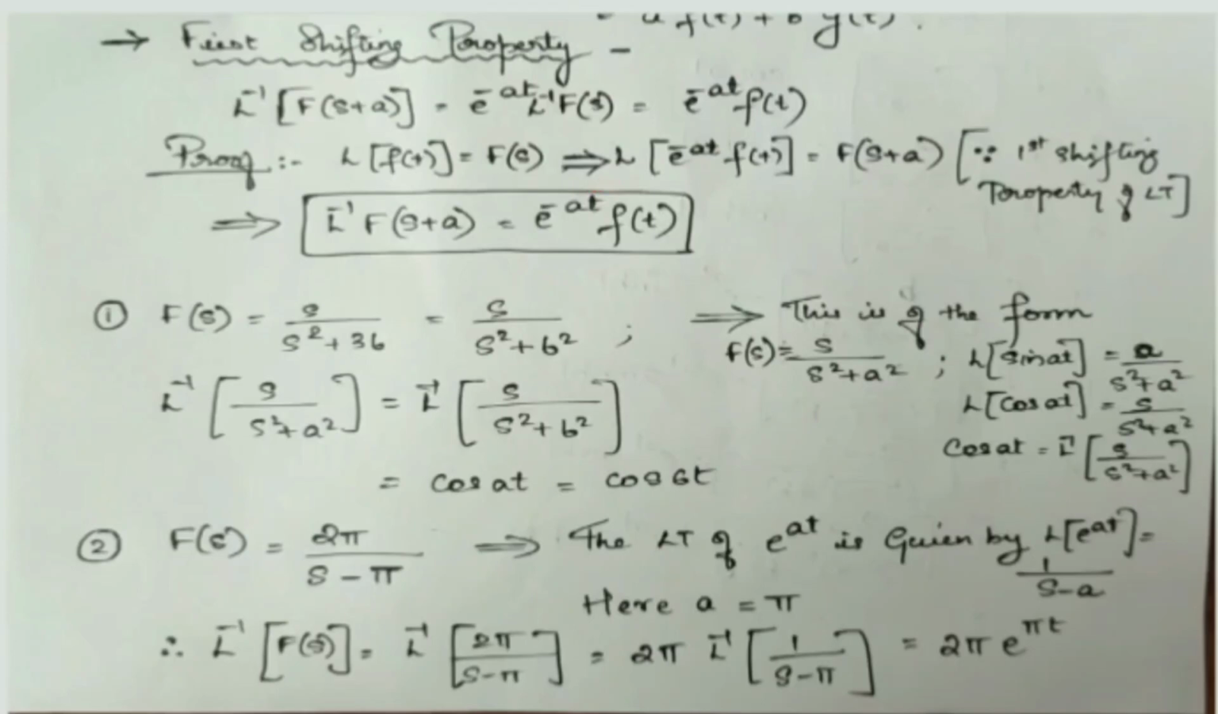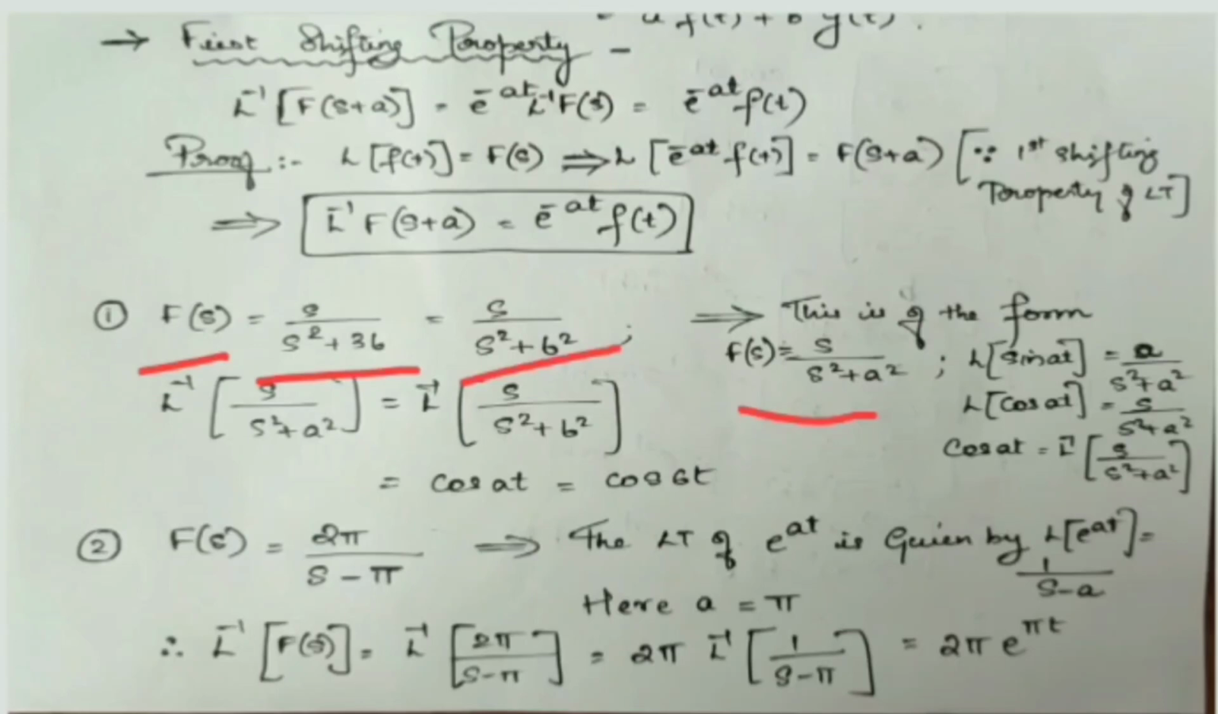Now let's do some problems based on this. F of s is given by s by s square plus 36, which is equal to s by s square plus 6 square. That is, we can write 36 as 6 square, right? Now this is of the form s by s square plus a square. We all know that Laplace of sin at is given by a by s square plus a square, and Laplace of cos at is given by s by s square plus a square.